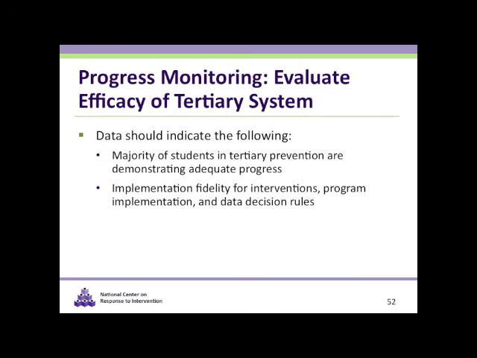If the majority of students are not benefiting from tertiary, it is difficult to determine if it is a student-related issue or program-related issue. In effective multi-level models, more students should be moving to less intensive levels of instruction than to more intensive levels. As evidenced by progress monitoring data, students who do not benefit from the interventions provided under tertiary prevention may represent a student with a disability. These data could provide useful information as part of a comprehensive evaluation when a disability is suspected.